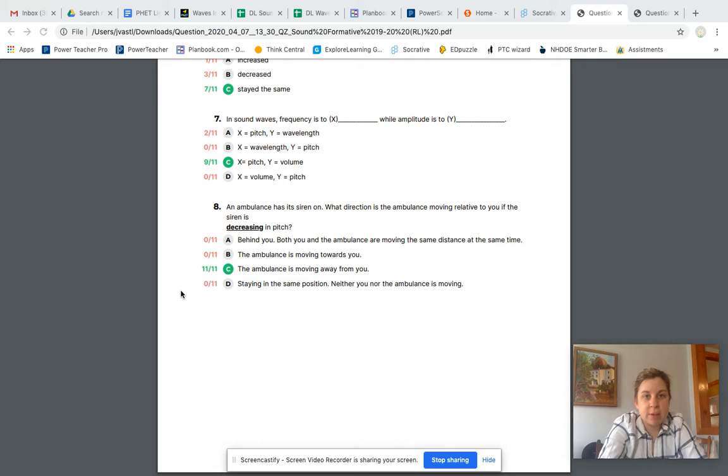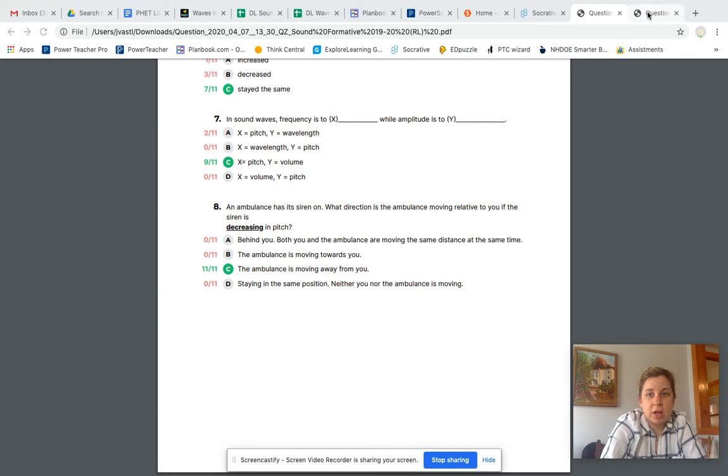Then question 8 was about the Doppler effect. So an ambulance has its siren on. What direction is the ambulance moving relative to you if the siren is decreasing in pitch? If it's decreasing in pitch, that means the frequency is decreasing. The wavelength is increasing and the frequency is decreasing, okay? So that means those waves are getting further and further apart. And when they're further and further apart, that means the ambulance is moving away from you, okay? And that all goes back to the Doppler effect, okay?